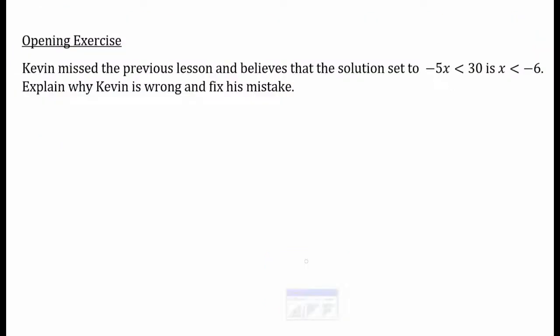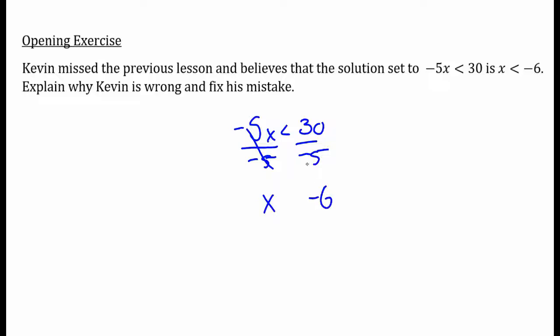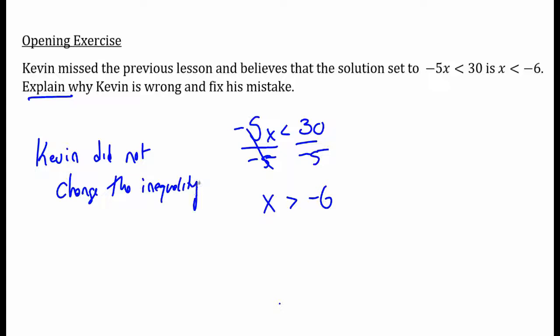I promise you that. Kevin missed the last lesson and believes that the solution set to negative 5x is less than 30 is x is less than negative 6, because clearly Kevin divided by negative 5 and got x, negative 6. But wait a minute, warning. When I divide by a negative number, what happens? My sign changes. So explain what Kevin did wrong. Kevin did not change the inequality sign. When you divide by a negative number, a less than becomes a greater than, and a greater than becomes a less than.